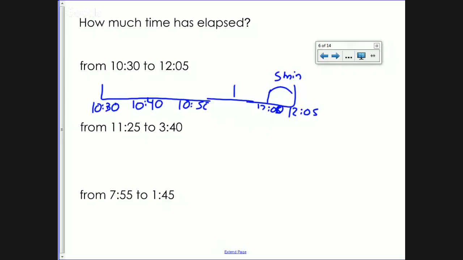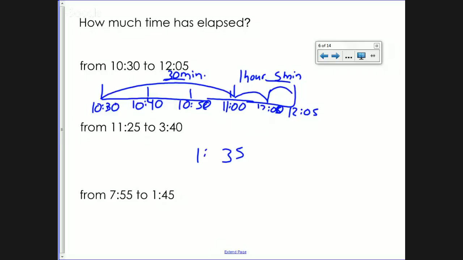Okay, so after 10:50, we should have 11 o'clock, and then going to 12 o'clock. So that should be 1 hour. And then from 10:30 to 11, we have 10, 20, 30 minutes. So 30 plus 5 is 35 minutes, and we have 1 hour and 35 minutes from 10:30 to 12:05. So now we are going to look at the next one, which is 11:25.